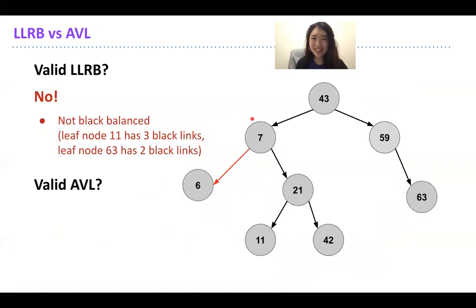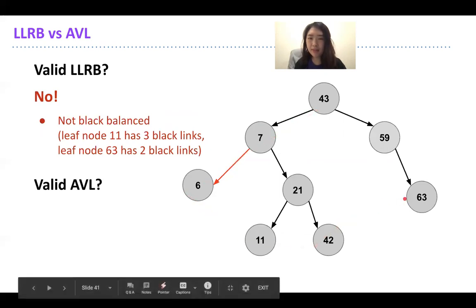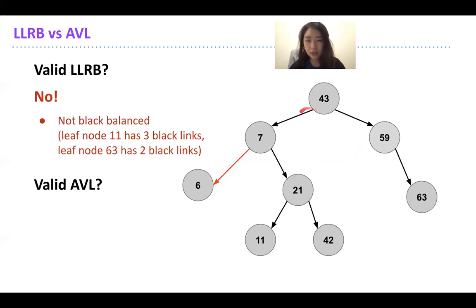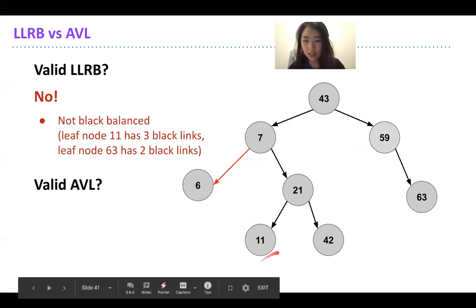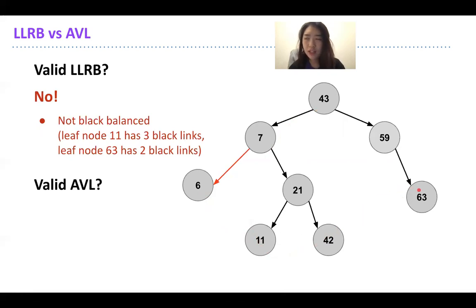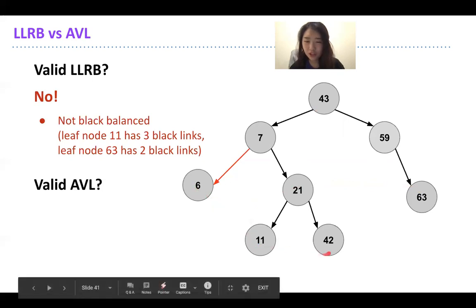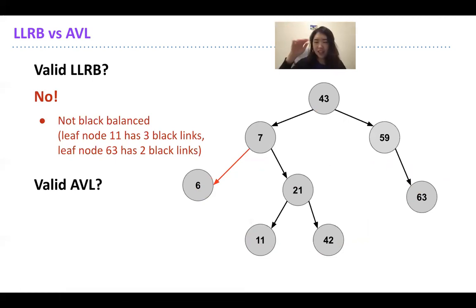Okay, so this is not valid because this is one of the big invariants that we talked about for LLRB tree, that the leaf nodes need to be pointed to by the same number of black links, but in this case that's not the case. So you can see that here 6, 11, 42, and 63 are leaf nodes. You should be familiar with leaf nodes. A leaf node means it's just a node that doesn't have any children at all. So they're usually on the very bottom of the tree.